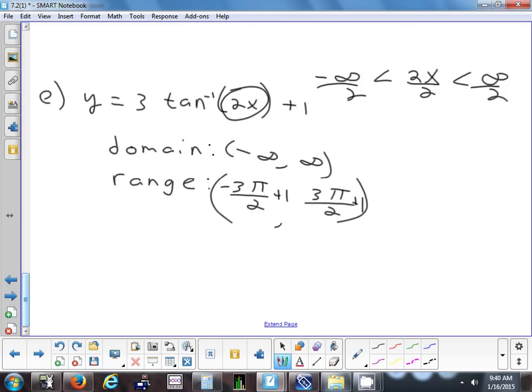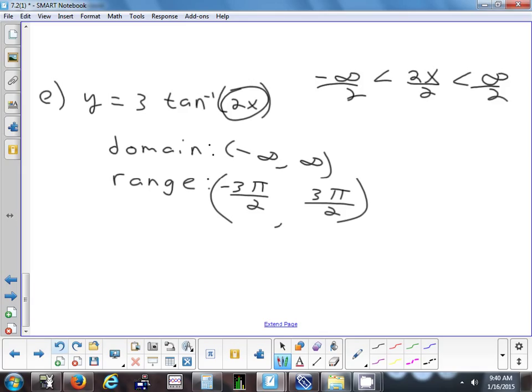First, I would handle my stretching up and down by tripling. And then I would add 1 onto the end. Okay. I just wanted to show you a problem that had both in it. This one doesn't. Okay. Any question on how we got negative 3 pi over 2 to 3 pi over 2?